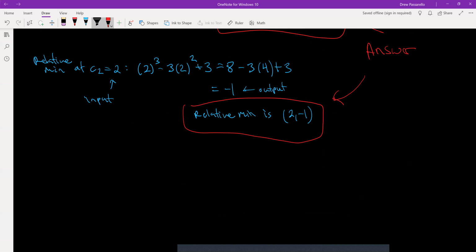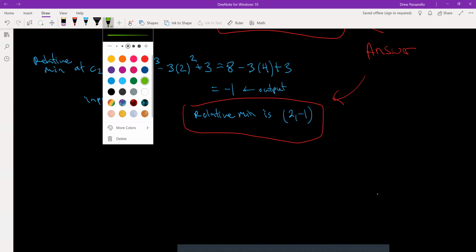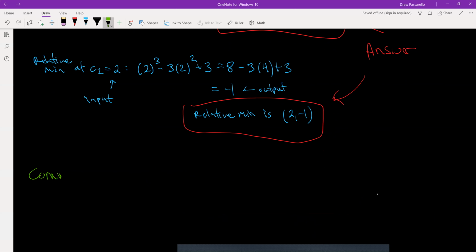I'll make a comment. I guess an advantage for the second derivative test is that you don't have to find intervals of increasing and decreasing with the second derivative test.